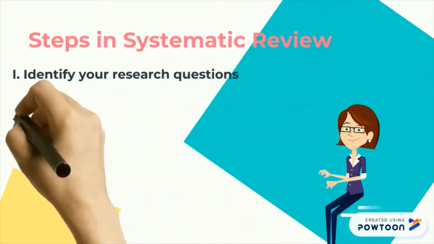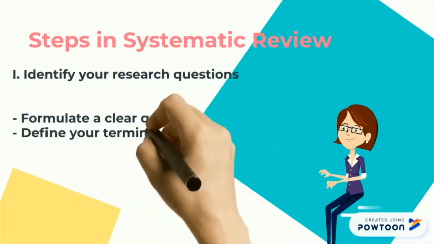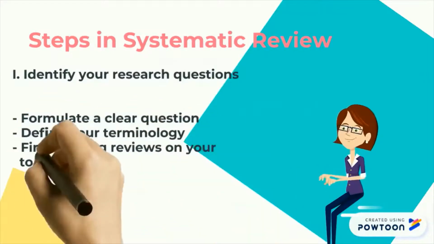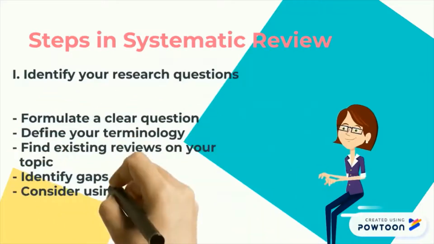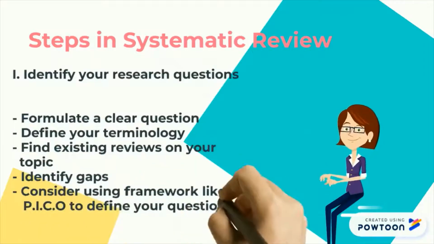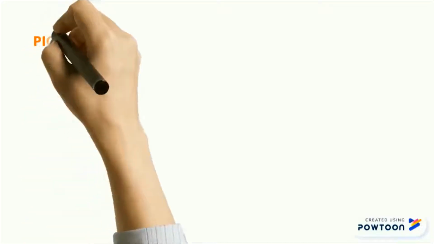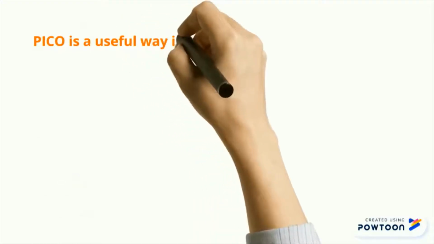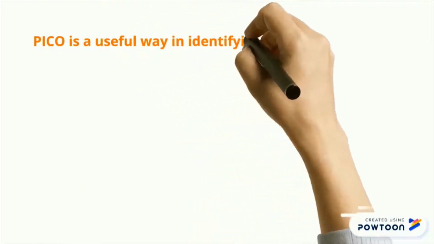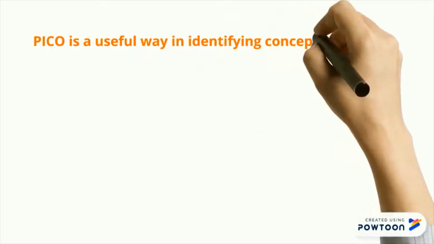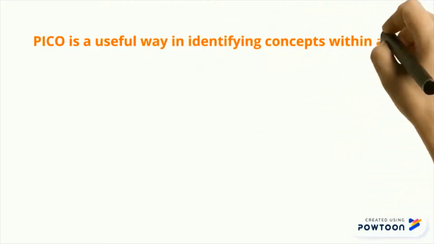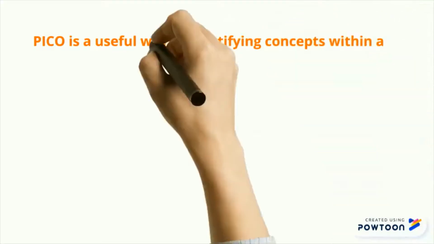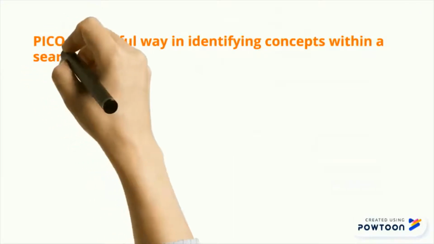Identify the gaps and confirm that you are not duplicating the efforts of previous reviews, and consider using a framework like PICO to define your question scope. PICO is used to describe the four elements of a good clinical question. It stands for P, patient or problem, I, intervention, C, comparison, and O, outcome. PICO is a useful way of identifying concepts within a search topic.